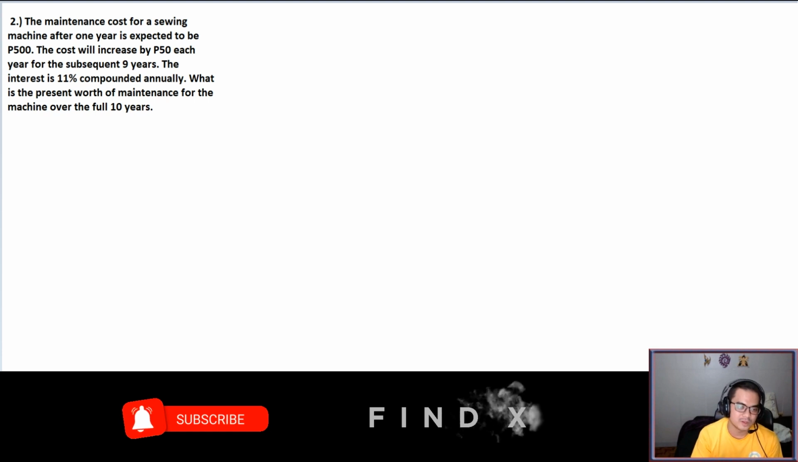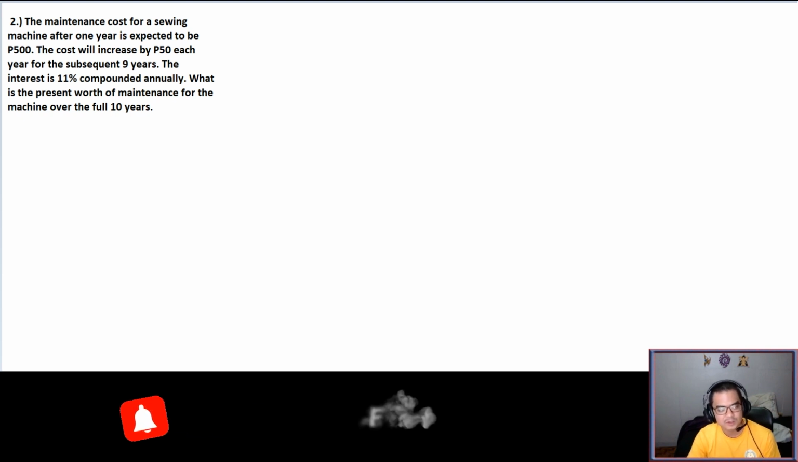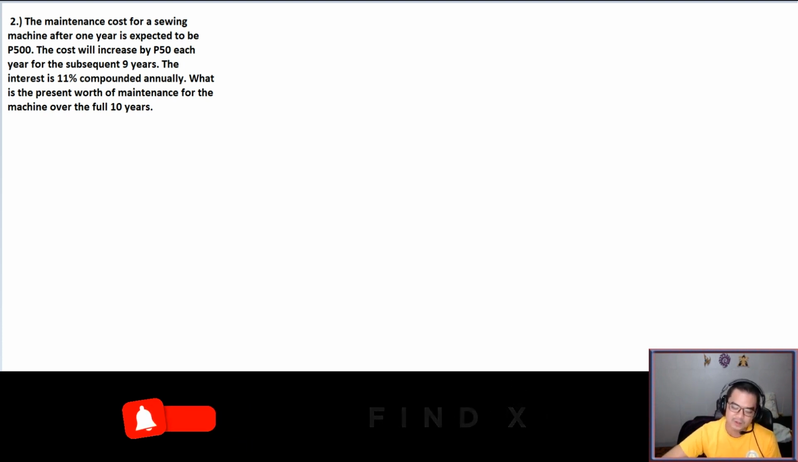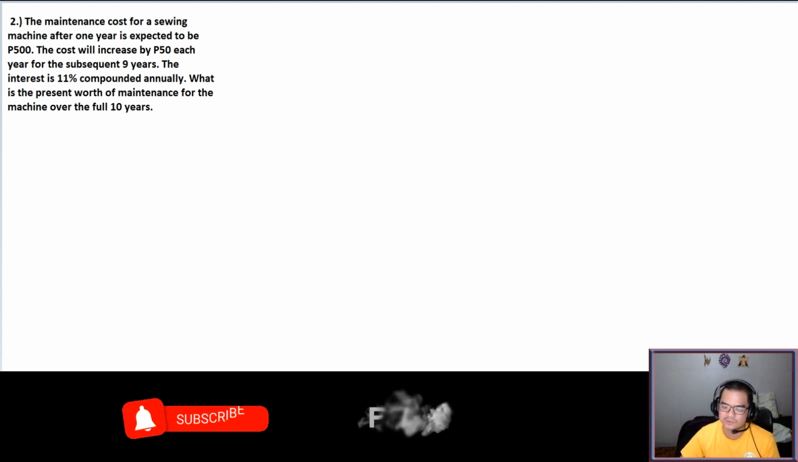Okay, so as you can see, now the maintenance of the sewing machine is initially 500, then it increases 50 pesos each year. Okay, so 500 now, next year will be 550, next year will be 600, next year will be 650, and so on. So the part that is confusing here, what does subsequent mean? Subsequent means the following years.